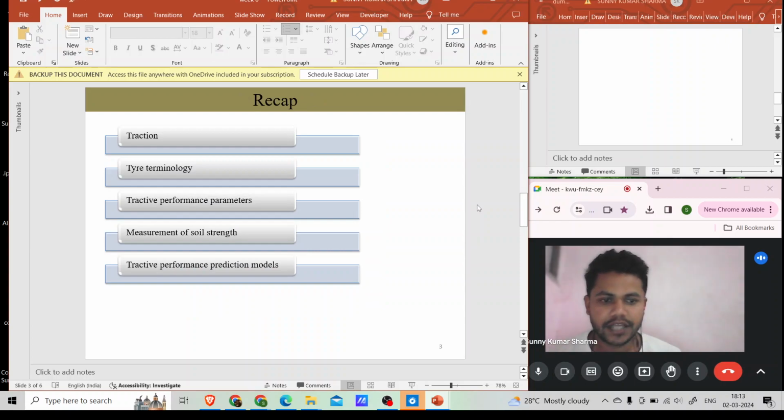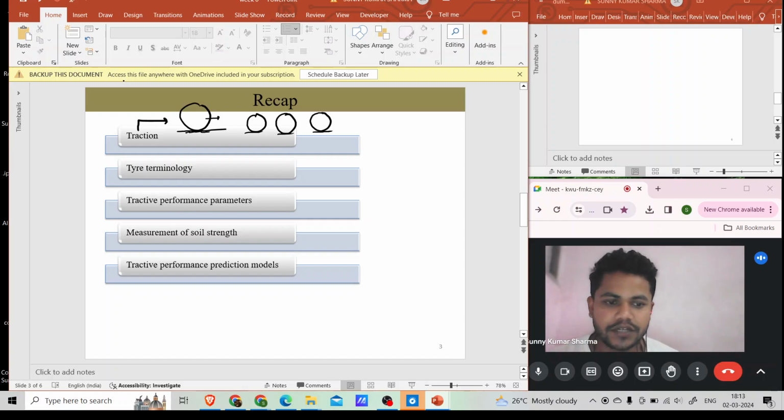Let me first give a brief recap of all the things which we have discussed earlier. The first thing is traction. As we have already discussed, traction is the force by which a tire or a traction device uses the force from the ground to move ahead. And there are three types of wheel which we have discussed earlier: first is towed wheel, one is self-propelled wheel, and one is driving wheel. And a fourth one is also there, which is not often used in our discussion, that is brake wheel.